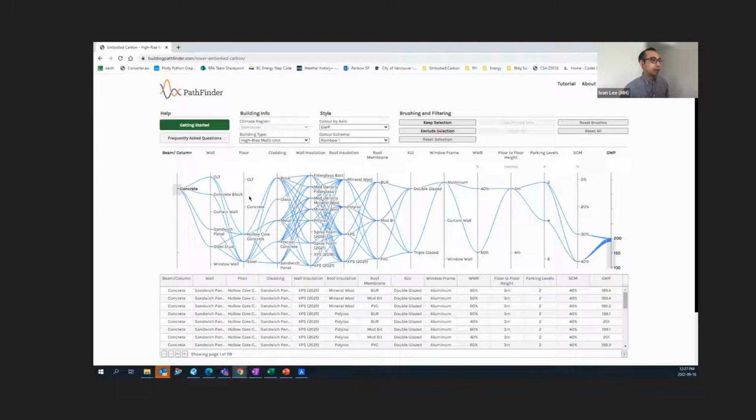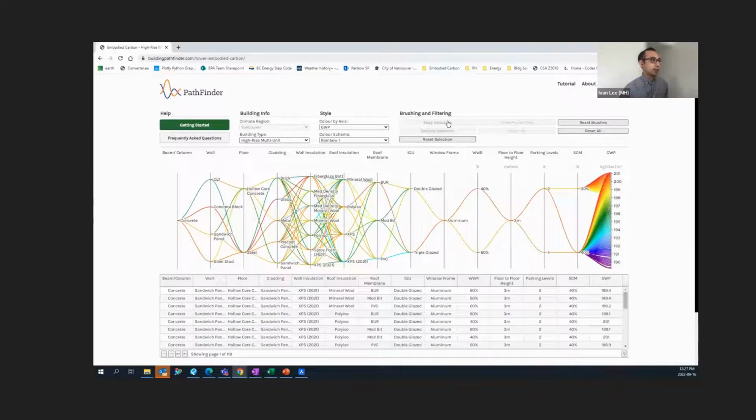So here, because I've narrowed it down to this, I can actually filter out all the other cases. That's by hitting this keep selection. And that helps me zoom in exactly to what's going on here.